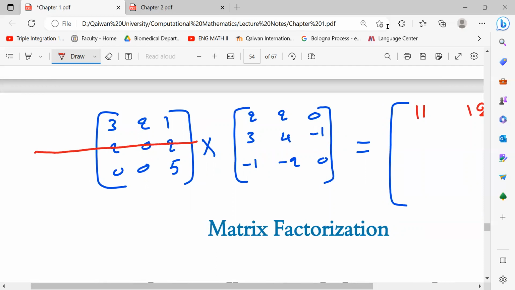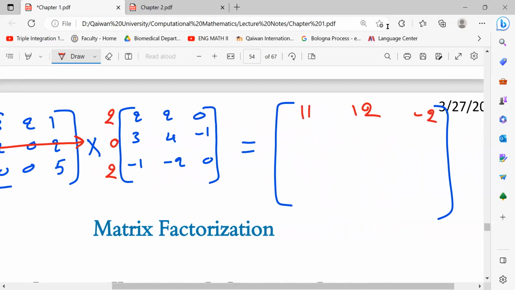Then we take the elements of the second row. Okay? Now we write down as 2, 0, 2. Then we multiply this by all columns. Multiplying it by the first column, we get 2 times 2 plus 0 times 3 plus 2 times -1. 2 times 2 is 4. Plus 0 times 3 is 0. Plus 2 times -1 is -2. The result is 2. That's here, this element.